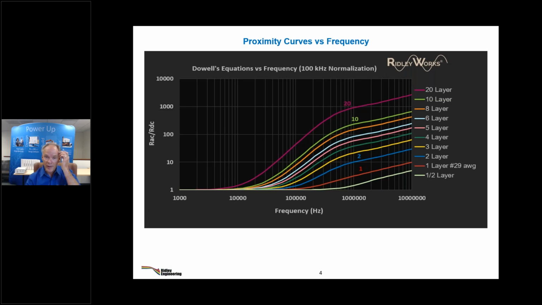The first one we'll take away is that we'll plot this AC resistance over DC in terms of frequency, not in terms of 1 over the skin depth. Because the skin depth goes as root frequency, when I change the curve to actual frequency, we now see that the curves go over 4 decades. So we can start at 1,000 hertz, 10,000, 100,000, 1 megahertz, 10 megahertz.